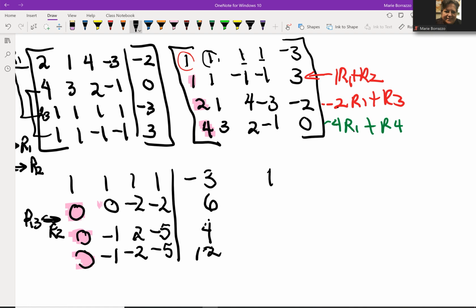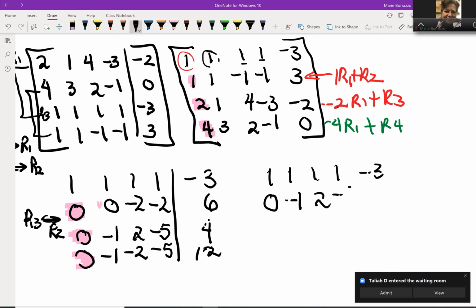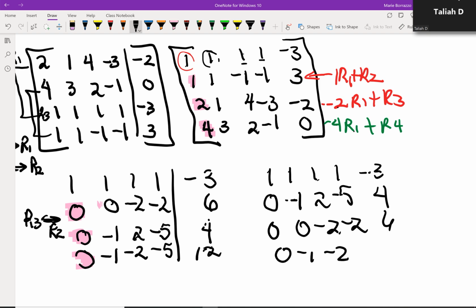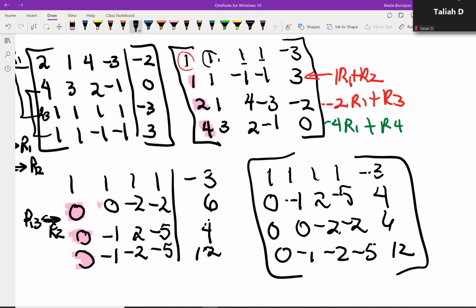Okay, so we are at 1, 1, 1, 1, negative 3. I'm going to swap the third row into the second row. So 0, negative 1, 2, negative 5, and in this case 4. I have 0, 0, negative 2, negative 2, 6. And then I have 0, negative 1, negative 2, negative 5, and 12. Okay, so we'll stop here for now, and I'll continue in a few minutes.